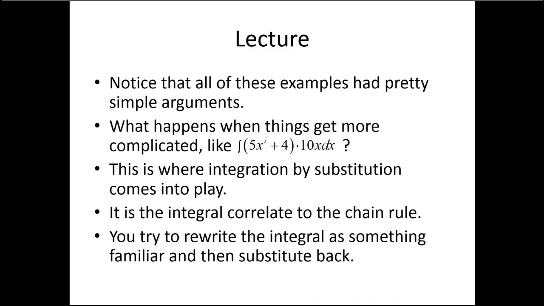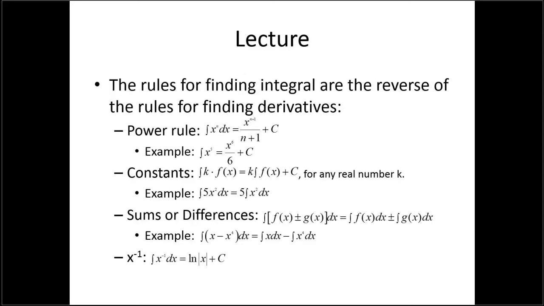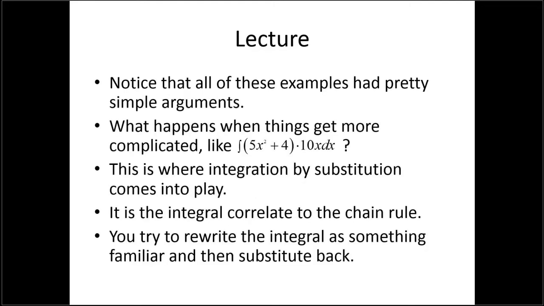Okay, so what you noticed is what I gave you was stuff with relatively simple arguments. The arguments here were like e to the 5x, x to the 5th, 5x squared. Nothing too complicated. What happens if I give you something like this? If I ask you for the integral of (5x squared plus 4) cubed times 10x dx. Okay, things do get a little bit hairier there.